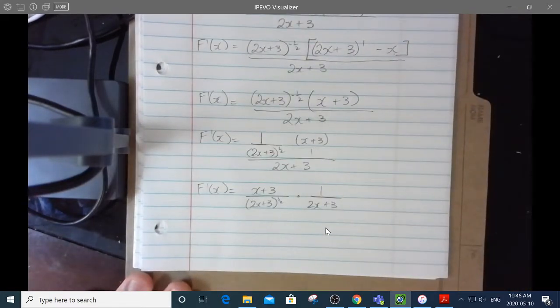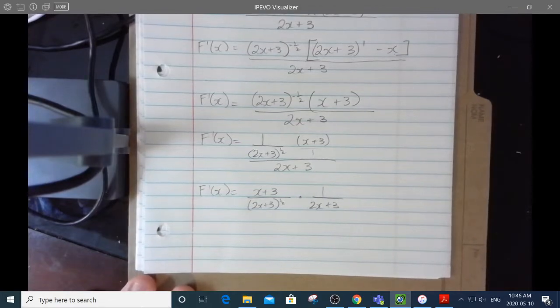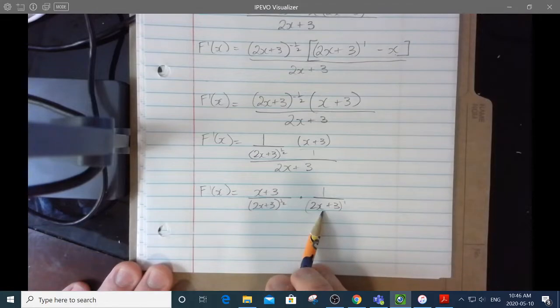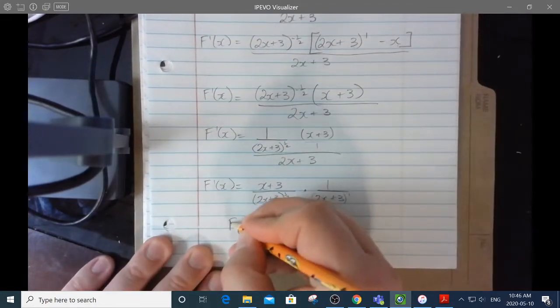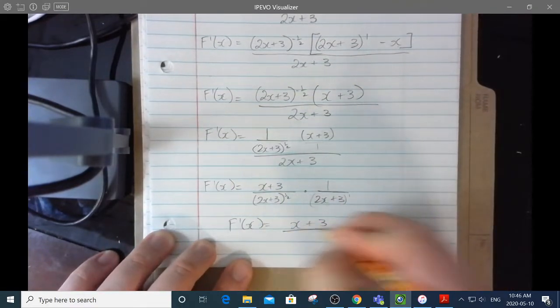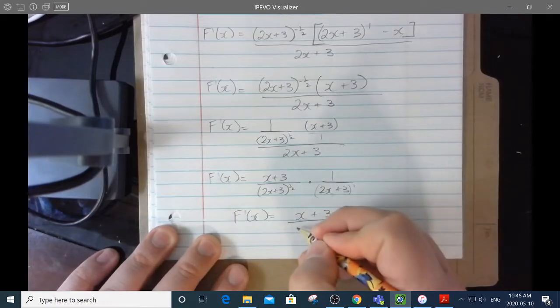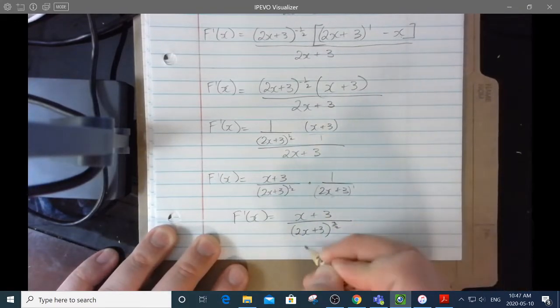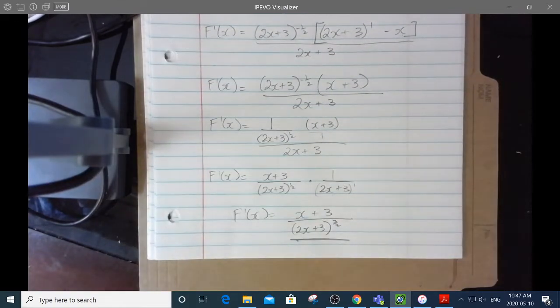And then from there, you can see what's going to happen. This, of course, has an exponent of 1. When you multiply together 2 things with the same base, you add their exponents. 1 plus a 1/2 is 3/2. So top times top, that's x plus 3. Bottom times bottom, that is actually 2x plus 3 to the 3/2. And that's the answer that they had in the back.